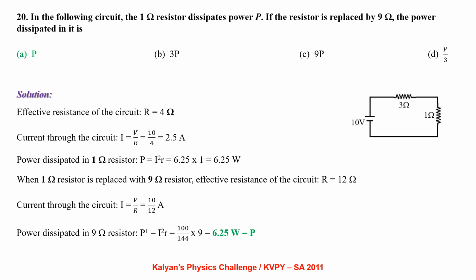When 1 ohm resistor is replaced with 9 ohm resistor, effective resistance of the circuit R equal to 12 ohm. Current through the circuit I equal to V by R, that is 10 by 12 ampere. Power dissipated in 9 ohm resistance P dash equal to I square R, that is 100 by 144 into 9, that is 6.25 watt, which is equal to P.